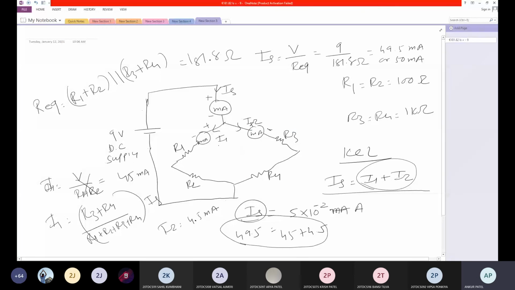Here we have less resistance value, so we have more current here, and here we have more resistance value, so here we have less current, 4.5. So in practical connections, first connect this 9 volt positive to this.